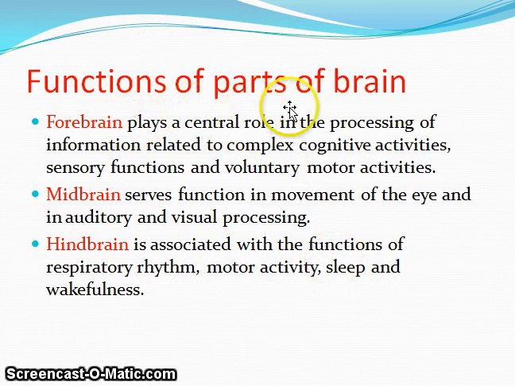Okay, now what are the functions of parts of brain? We are studying it here in very brief, so you can know the functions in brief. Forebrain plays a central role in the processing of information related to the complex cognitive activities, sensory functions and voluntary motor activities. What is cognitive activities? That is related to the memory. So cognitive activities, sensory functions and voluntary motor activities, they are controlled and processed by the forebrain.